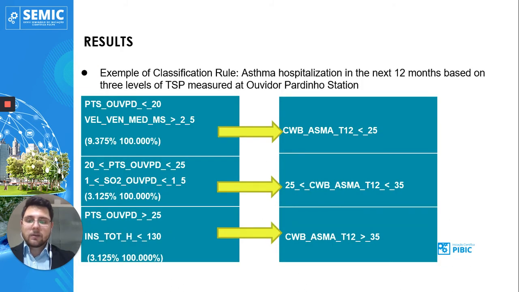Here's an example. When the condition in the first box is satisfied, then we're going to have the result in the right box. In this case, I took 3 different levels of total suspended particles and the occurrence of asthma hospitalization in 12 months. So when the concentration of TSP is lower than 20 and the mean speed of wind is over 2.5 meters per second, we're going to have less than 25 hospitalizations for asthma in the next 12 months. The same logic is applied to the other rules.